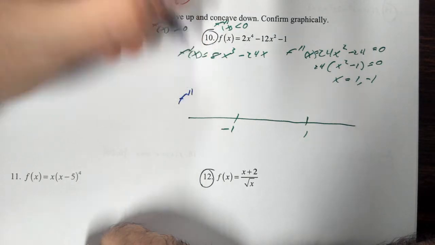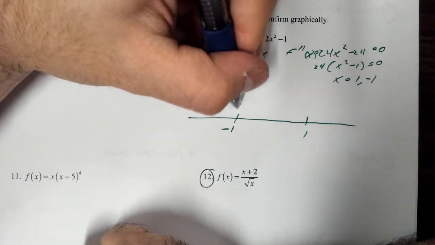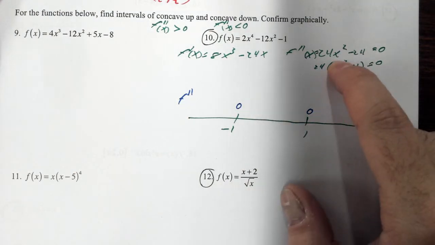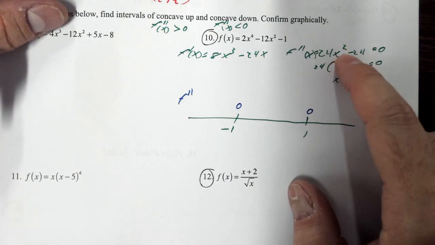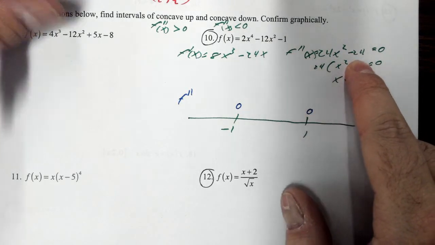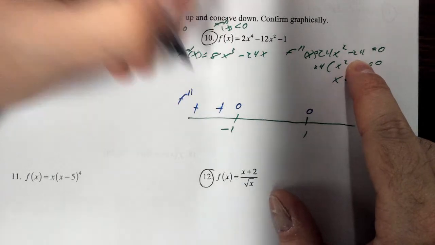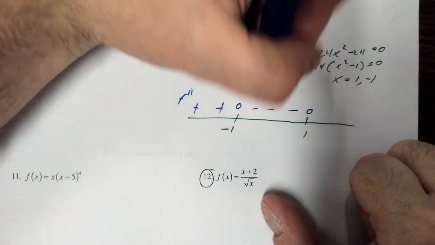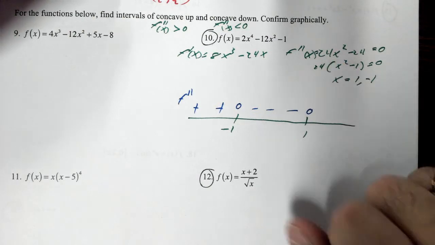And more f double prime info. Double prime is 0 at both of those spots. If I plug in negative 2 into f double prime, you'd have 4 times 24, then minus 24. So that's going to be positive. If we put in something between, so 0, that would end up being negative. The number after 1 would be positive.